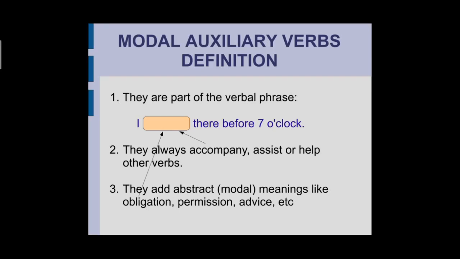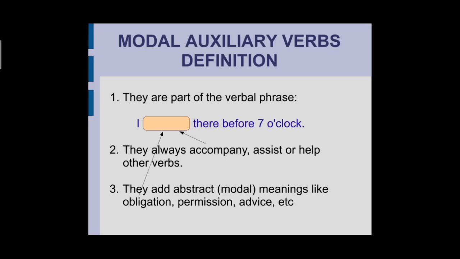Point number one, they are part of the verbal phrase. Number two, they always accompany, assist, or help other verbs. Number three, they add some abstract meanings like obligation, permission, advice, etc. So you can see the box in the middle of the sentence and it's blank. So modal verbs, how do we fit modal verbs in there? They are part of the verbal phrase. So let's add a modal verb over there and make it a part of the sentence.